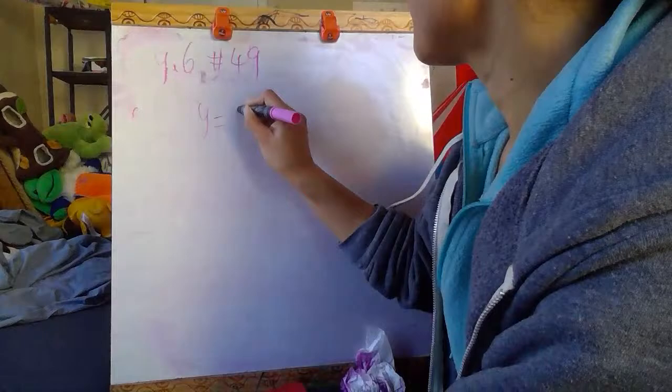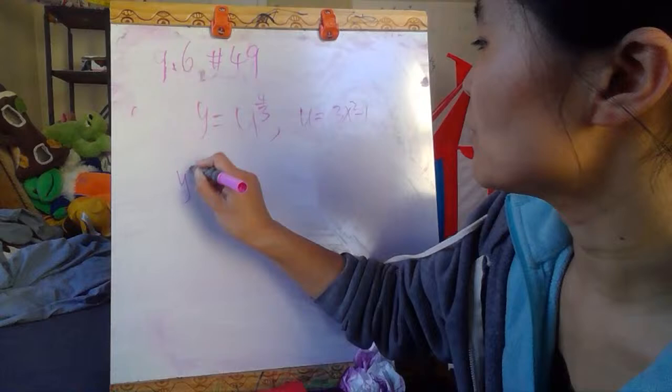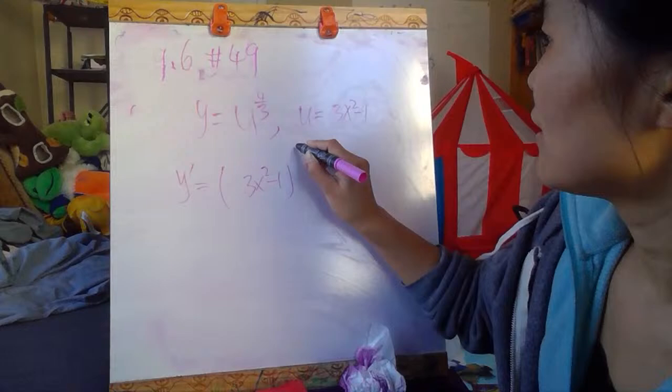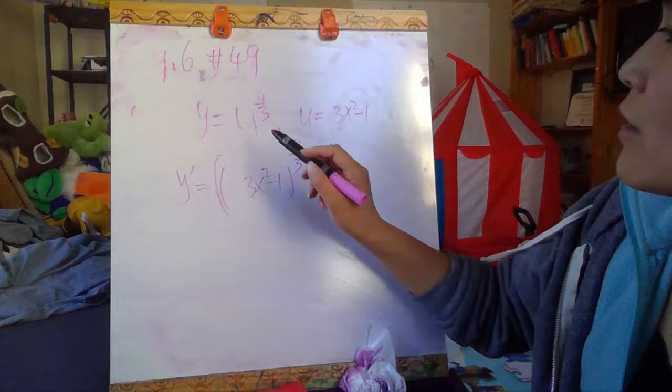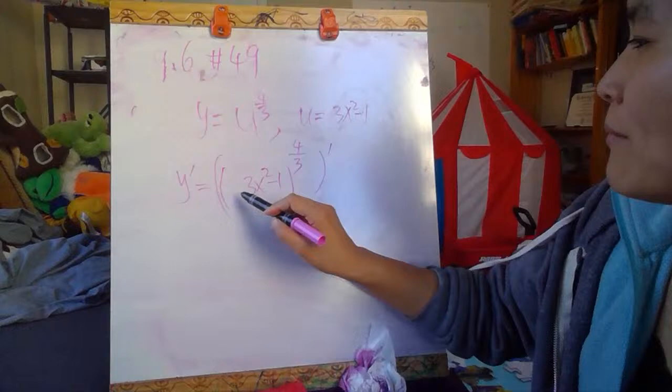y equals u^(4/3), where u is 3x² − 1. So they want you to find the derivative y prime. So y prime is the derivative of (3x² − 1)^(4/3), because y equals u^(4/3) and u is 3x² − 1. So y prime means this part prime. So here, we can't use the plain power rule.